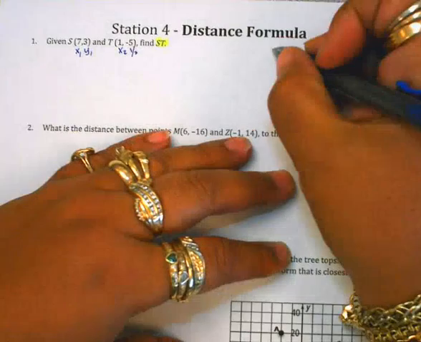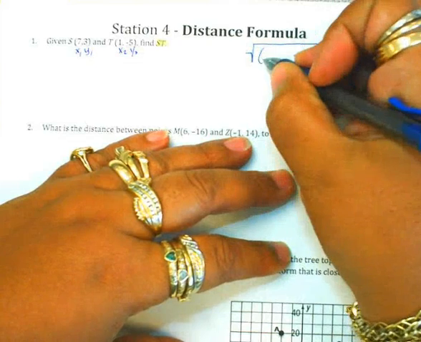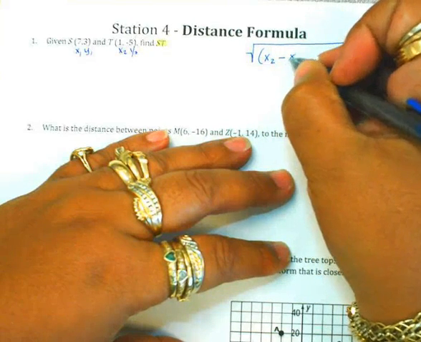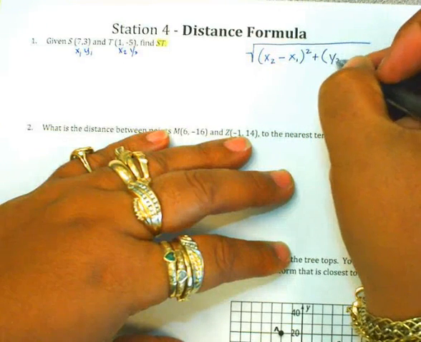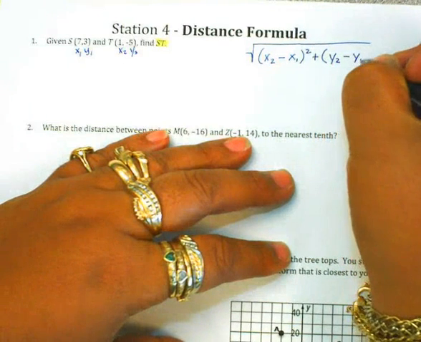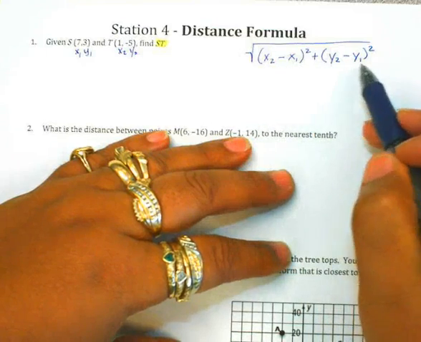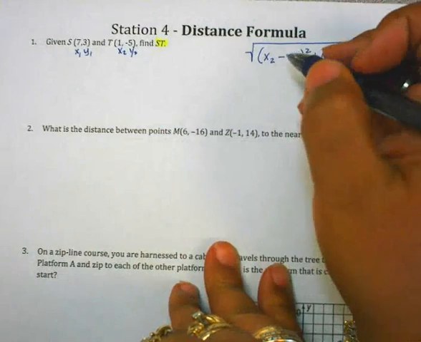And our distance formula is the square root of x sub 2 minus x sub 1 squared plus y sub 2 minus y sub 1 squared. So it's the difference of the x's and the difference of the y's. So now all we have to do is substitute the values in that we have.